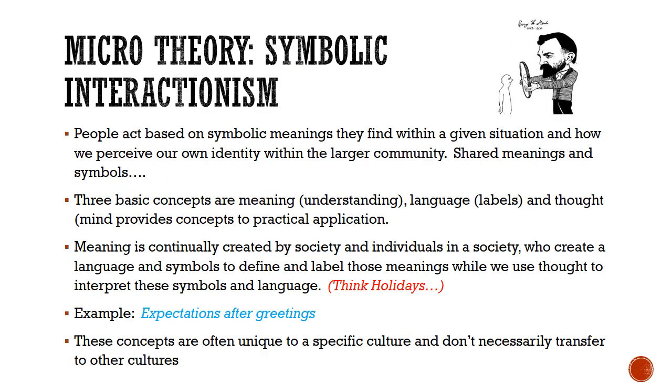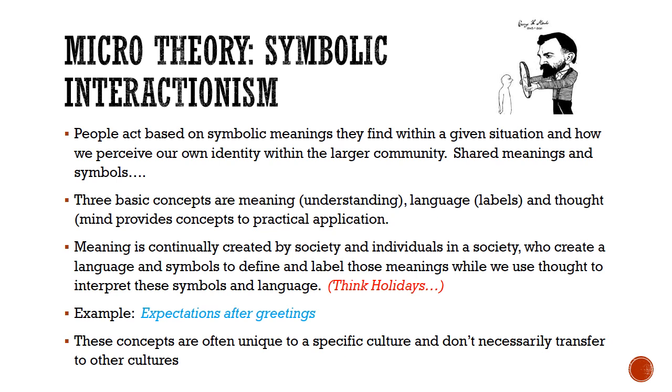Okay, the only micro theory we're going to look at out of the big three, because there's only three, and we've already looked at two, is symbolic interactionism. So this looks at how individual people create meaning and understanding of their society and their community and how they work together. Individuals change society and society changes individuals and creates individuals and vice versa. Three basic concepts in symbolic interactionism are understanding the meaning of these shared concepts and symbols, creating labels through language, and then our minds interpret and provide these with practical application.